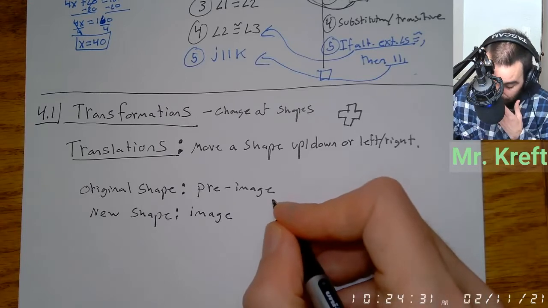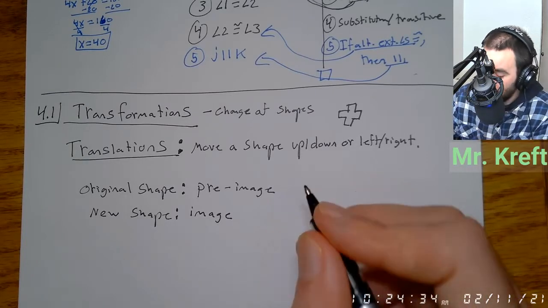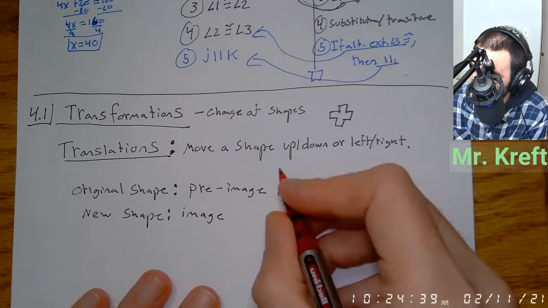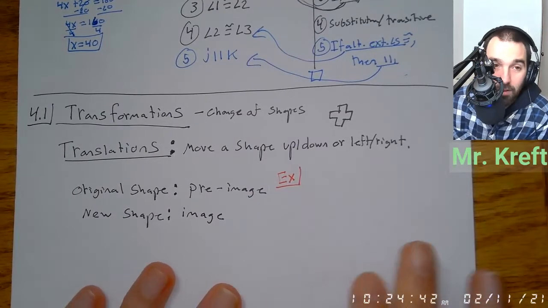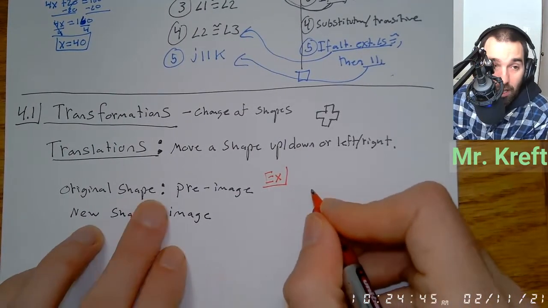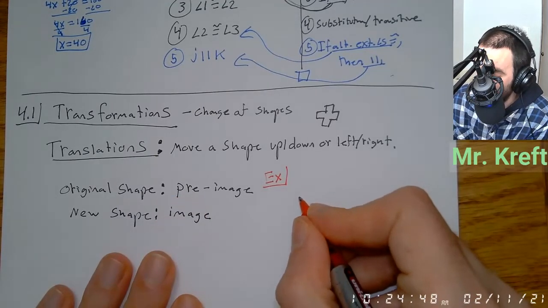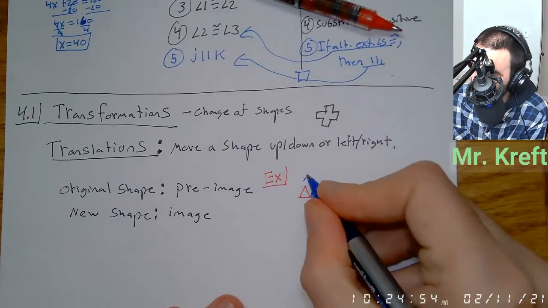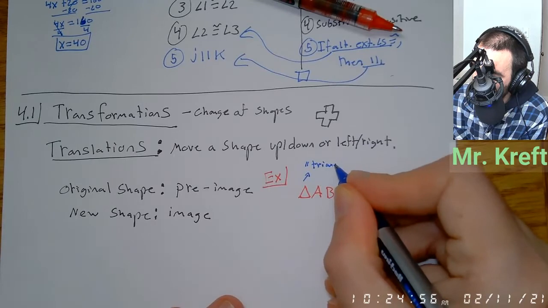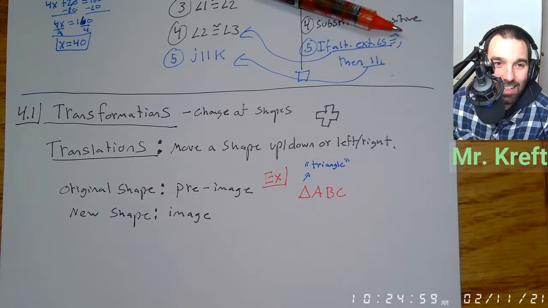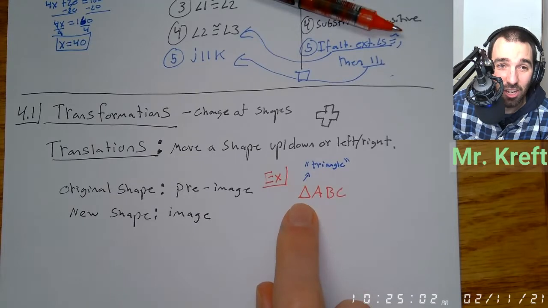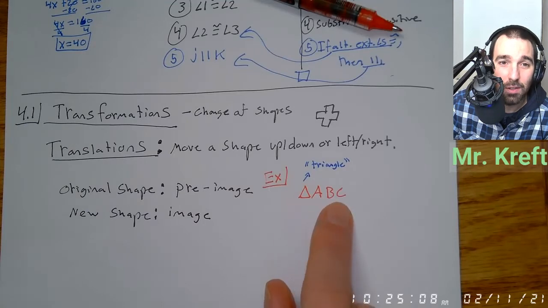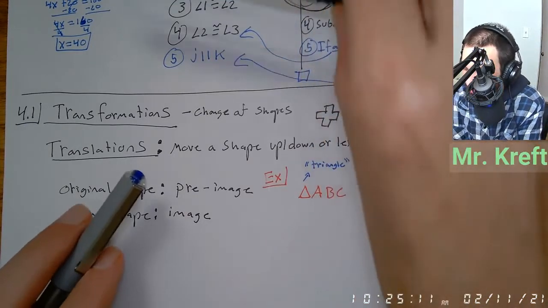Okay, so to do this, there's a couple of things that we need to know. So let's do an example of this. Okay, so let's say I have a shape, the pre-image, and that is a triangle ABC. So how would I say this? This right here is triangle, which is confusing, right? Because in algebra, you learn that as change in, or delta, right? But this isn't a Greek letter, it is just triangle. So triangle ABC. So that's my pre-image.